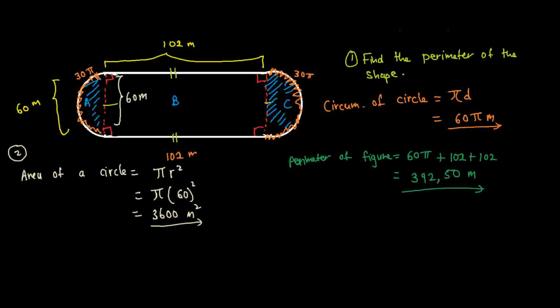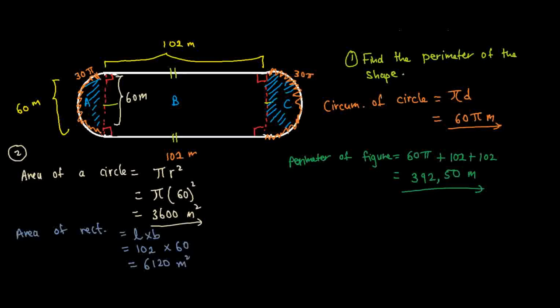Now let's calculate the area of the rectangle. So I'm going to say the area of the rectangle is equal to length times breadth, which is equal to the length, which is 102 meters, times the breadth, which is, as we established, 60 meters. And what does that give you? That will give you 6,120 meters squared.